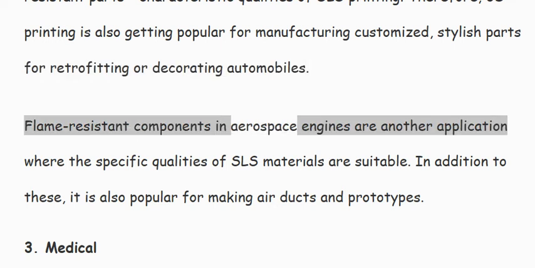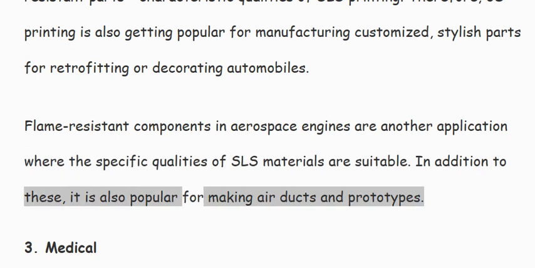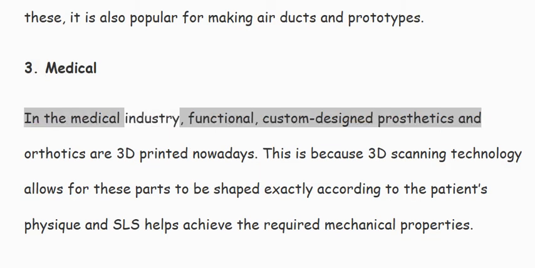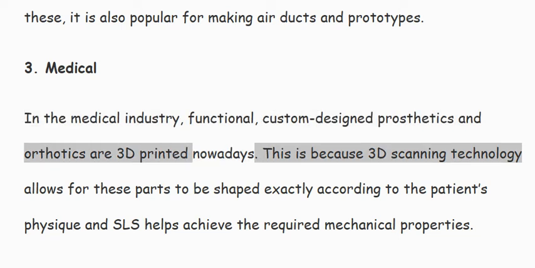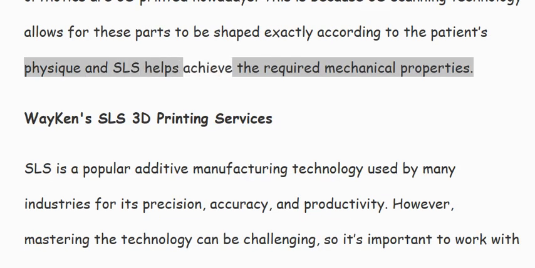Flame-resistant components in aerospace engines are another application where the specific qualities of SLS materials are suitable. In addition to these, it is also popular for making air ducts and prototypes. 3. Medical. In the medical industry, functional, custom-designed prosthetics and orthotics are 3D printed nowadays. This is because 3D scanning technology allows for these parts to be shaped exactly according to the patient's physique, and SLS helps achieve the required mechanical properties.